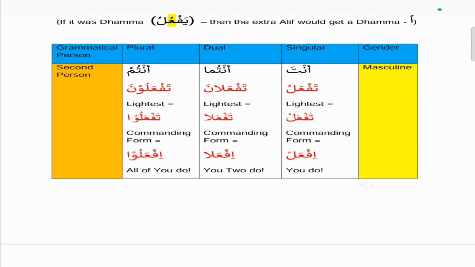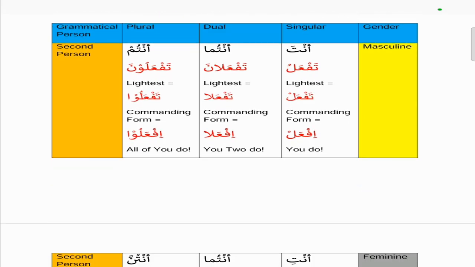And just to show it, this table makes it a little bit clearer what we mean. So if we start with the anta, which means you masculine, the original version is taf'alu. Then first we make it in the lightest form. So it's got a dhamma at the end, and we turn that into a sukoon, so it becomes taf'al. Then the next step, if you remember, is that the ta at the start of the fi'l, we remove it. Now the new first letter, which is the fa, has a sukoon on it.